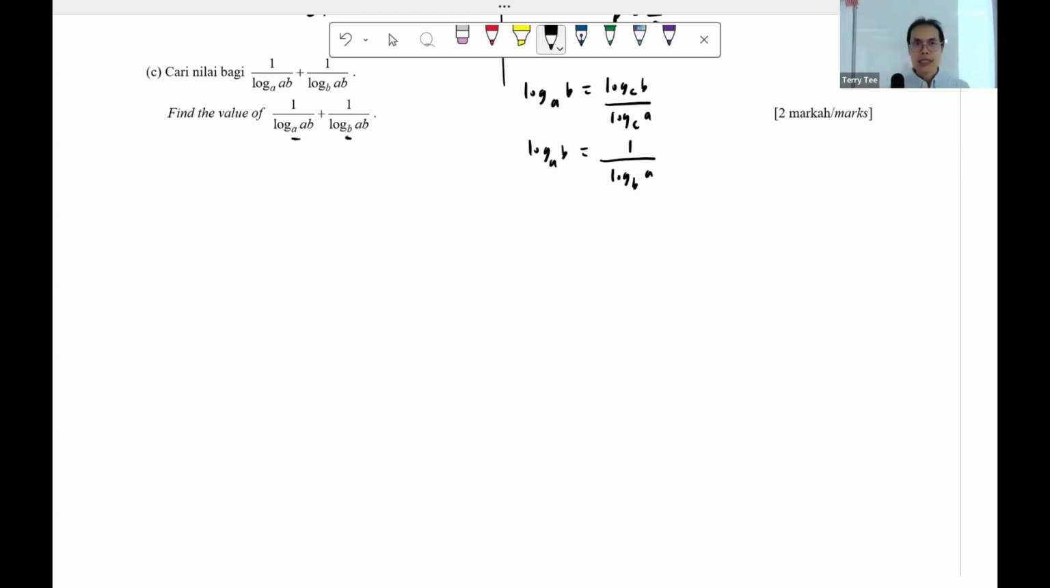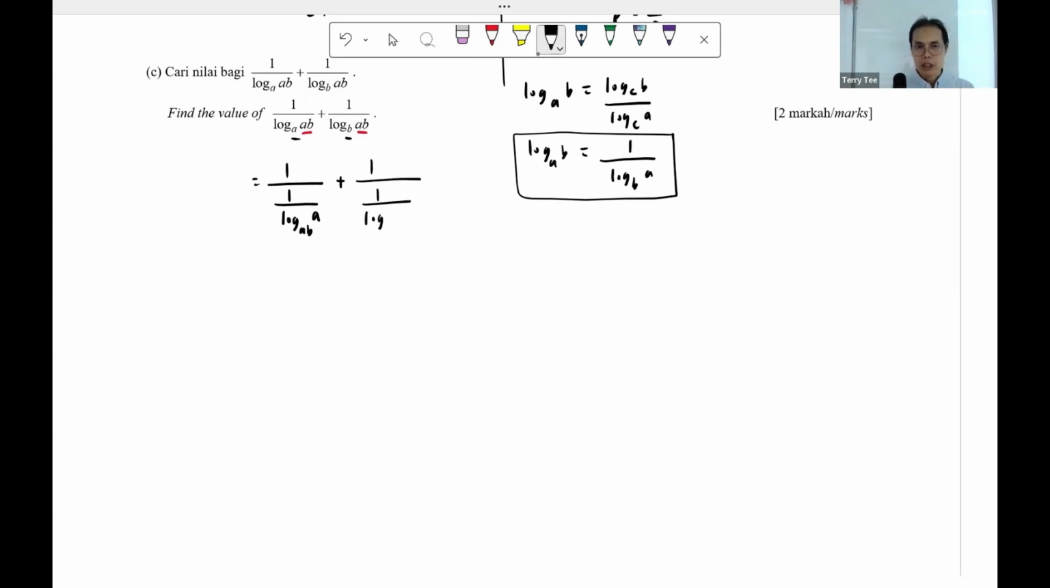So that's what I'm going to do here, because I need to change both of them to the same base. The easiest base to use is AB. You can see they have the same number, but different bases. So now let me change this to 1 over log base AB A. Guys, I'm using this formula here. I'm switching my original base with my original number, AB and A, we switch. Then this one is 1 over log AB B.